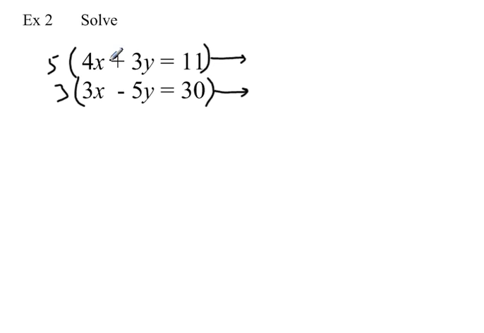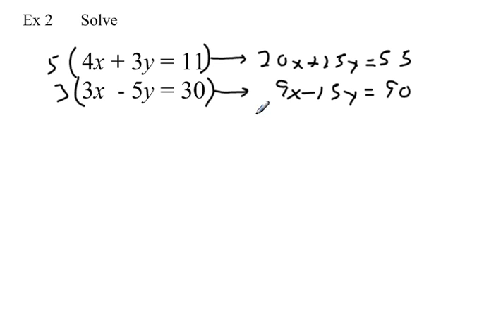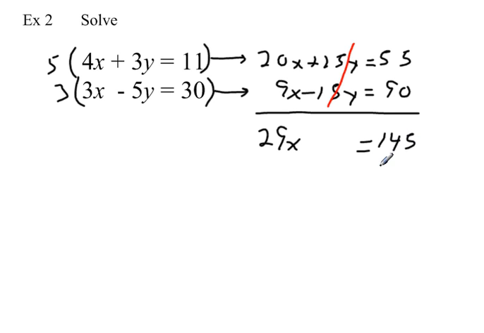Okay, so if I multiply everything on top by 5, including the answer, I get 20x plus 15y equals 55. If I multiply everything on the second equation by 3, including the answer, I get 9x minus 15y equals 90. And if we add these two together now, notice 15y and negative 15y, those are gone. So adding these together, I get 29x plus 0y equals 145. If we divide both sides by 29, we get x equals 5.